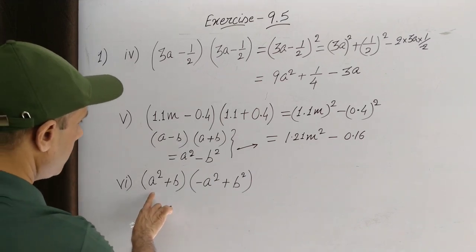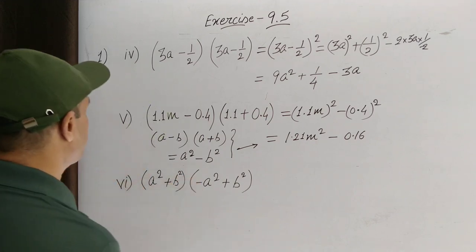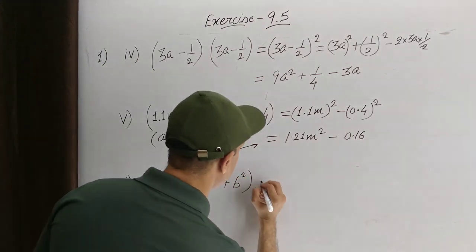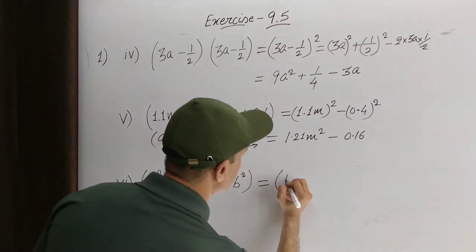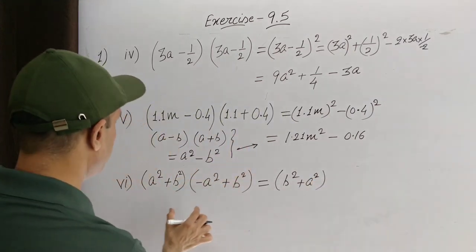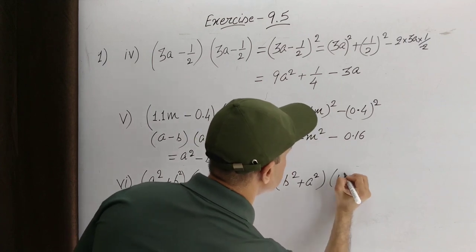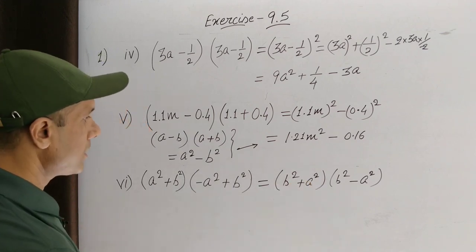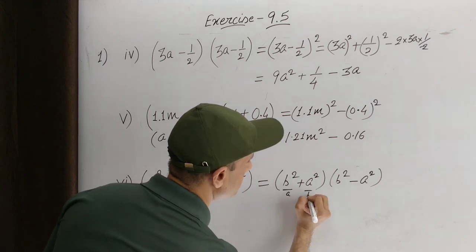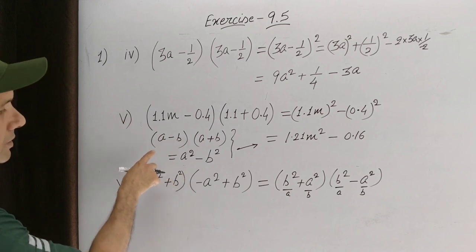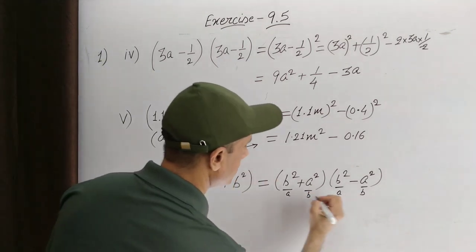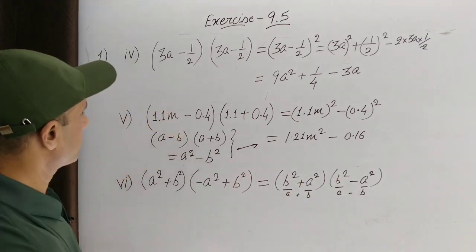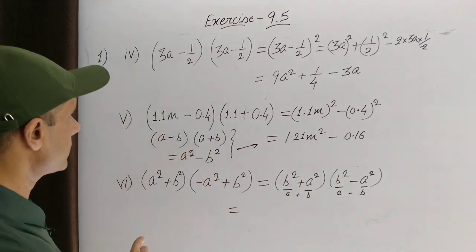Here we have a plus b, and here minus a square plus b square. We can write this as b square plus a square. We are just interchanging the position, and here also b square minus a square, interchange the position. Now we consider this to be a, this to be b, and this to be a, this to be b. We have just seen (a plus b) and here (a minus b). We're dealing this way. So we'll get a square minus b square.